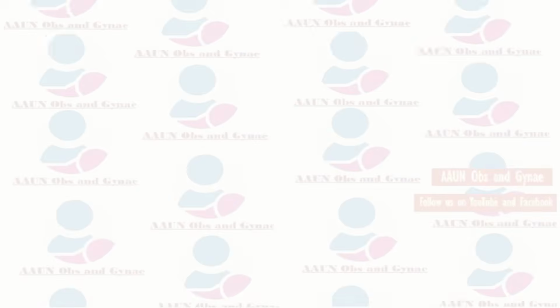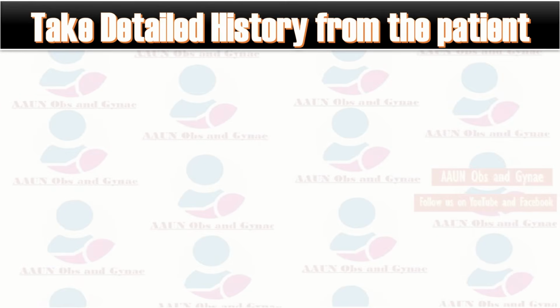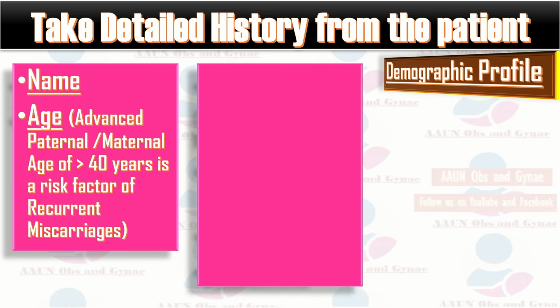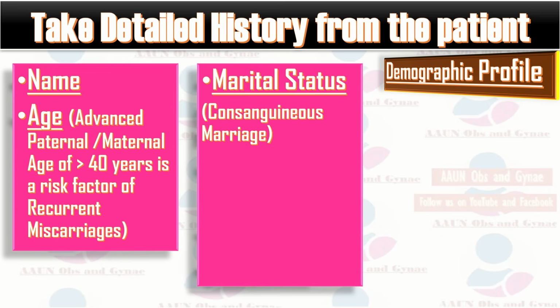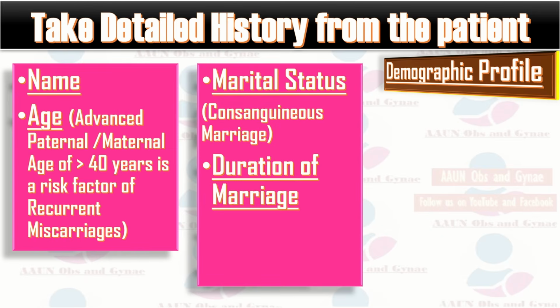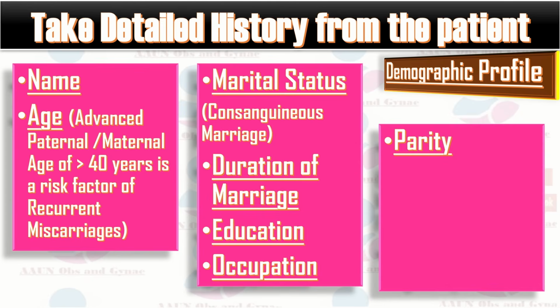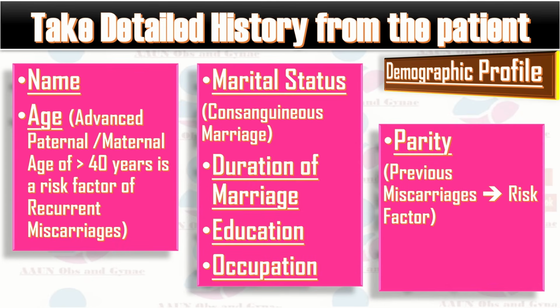First of all, take detailed history from the patient, like name of the patient, age of the patient, because advanced maternal and paternal age of more than 40 is a risk factor of recurrent miscarriages. Ask about the marital status, especially consanguineous marriage, and the duration of marriage, education, occupation, the parity. Ask about previous miscarriages because it is a risk factor for recurrent miscarriages. Ask about LMP and cycle regularity.